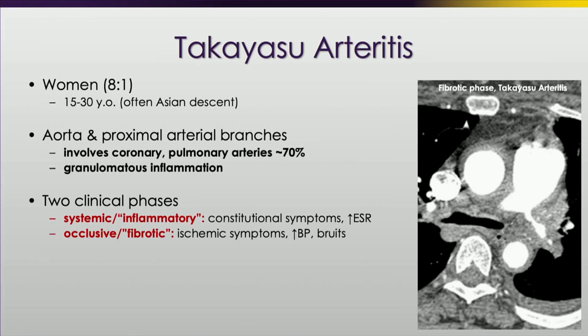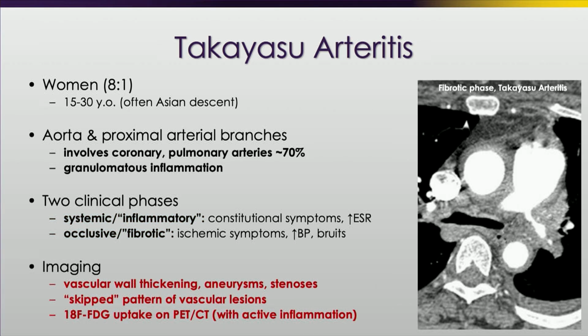The initial phase, usually in the teens and early 20s, is systemic or, quote-unquote, inflammatory, with constitutional symptoms and an elevated SED rate, and often, unfortunately, the diagnosis can be missed at this point. The second phase is the more occlusive or fibrotic phase of Takayasu arteritis, which is expressed with ischemic symptoms, high blood pressure, and bruits, for example. And this would be where sites of stenosis and end organ damage may be found.